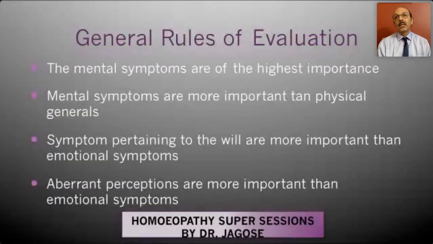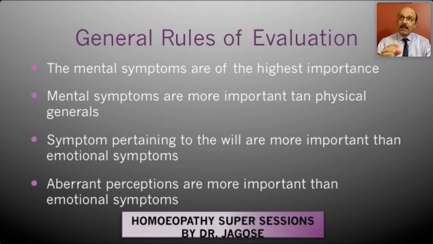Now let us go to the general rules of evaluation. Okay, so we have seen analysis, the different concepts of different authors, and broadly how they are divided into mental, physical generals, physical particulars, and the pathological generals also. Now we go for evaluation. So the mental symptoms are of the highest importance. So in a case, you will evaluate first the mental symptoms.